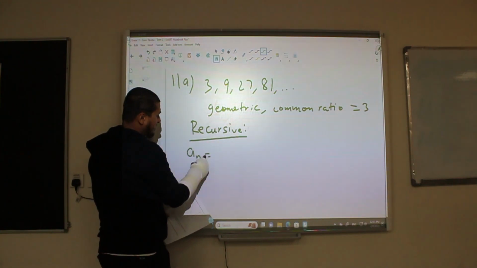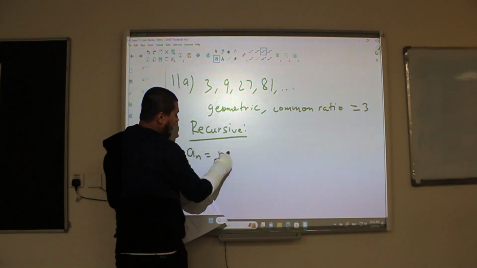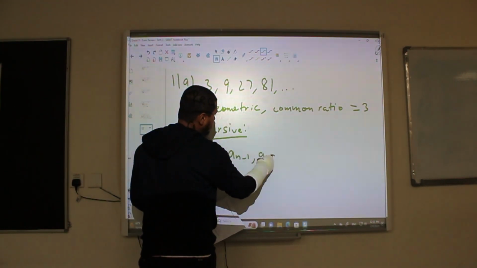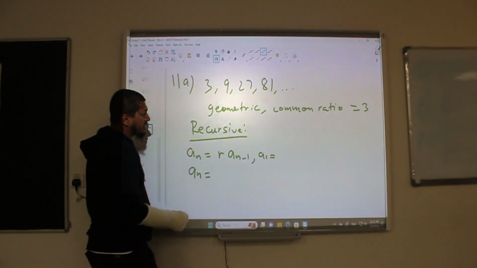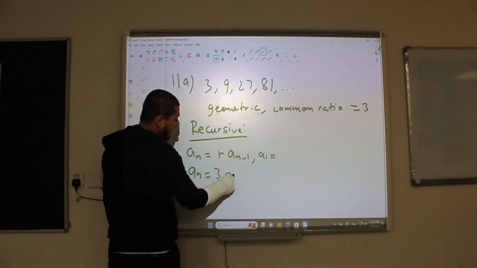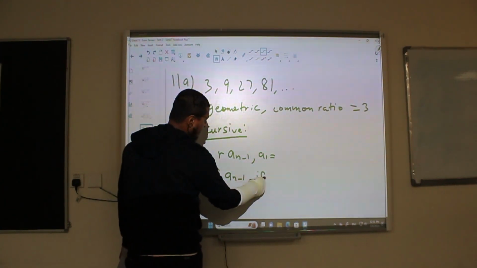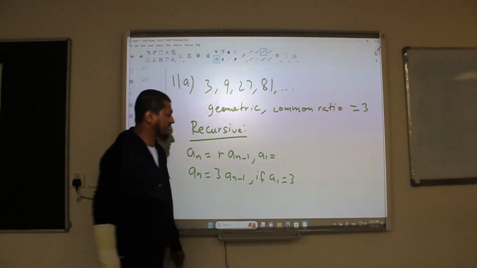a_n is equal to r times a_(n-1) if a_1 is equal to... So what's a_n? a_n is equal to what's r? 3 times a_(n-1), right, if a_1 is equal to 3, because the starting value is 3.